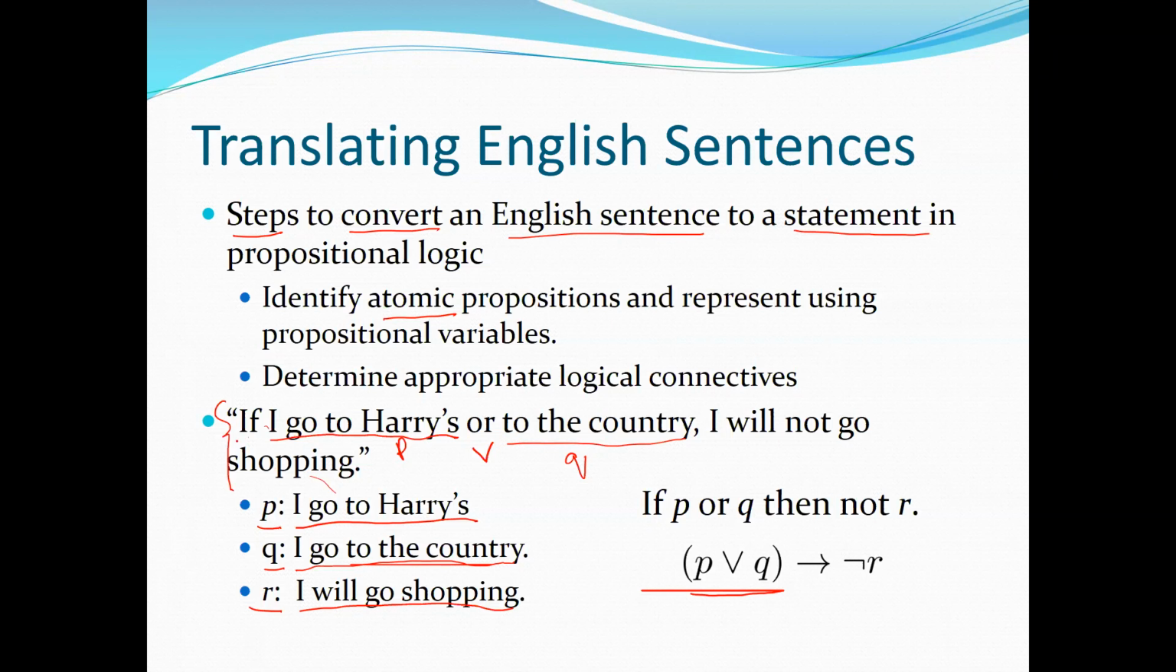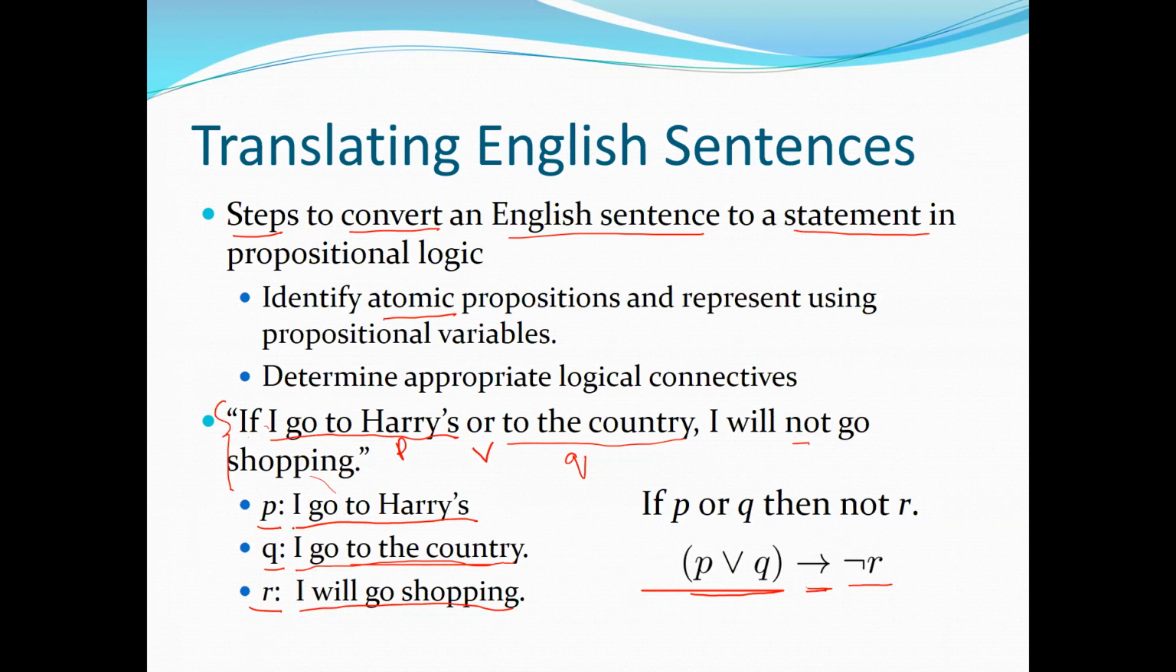So I am using the if-then, following this implication structure. That means P or Q implies something. What is that? It implies I will not go shopping. R represents I will go shopping, but in this sentence it is not. So what I am going to do is have that implies negation of R. Is that clear? So we converted this sentence into a proposition using propositional variables.